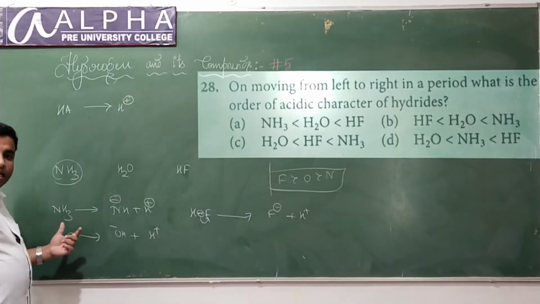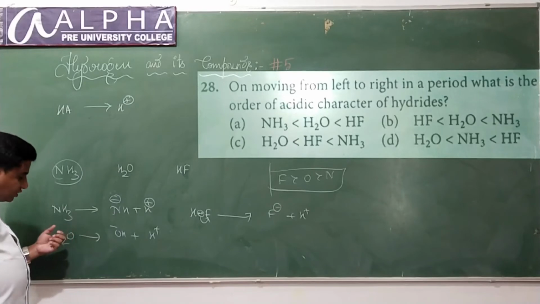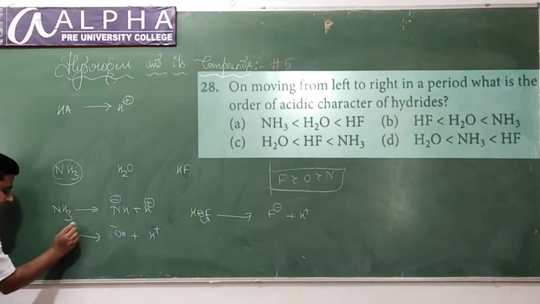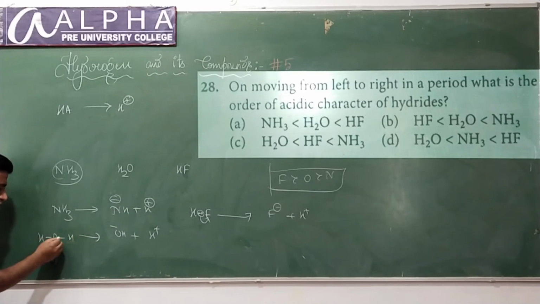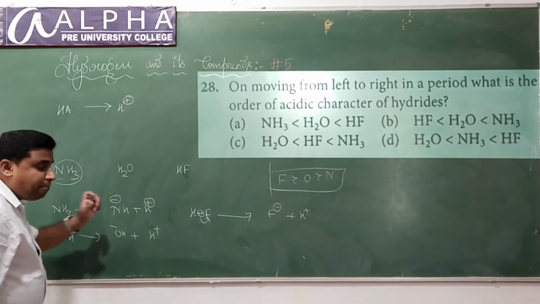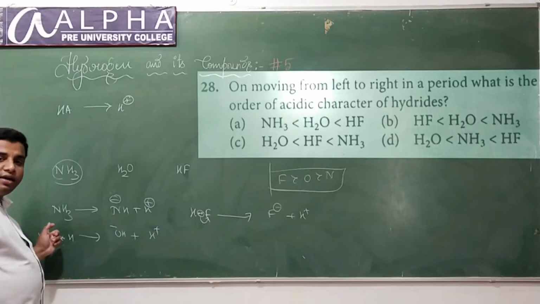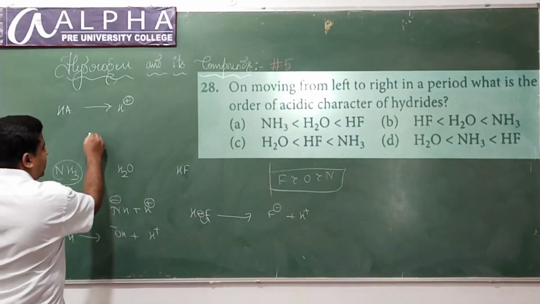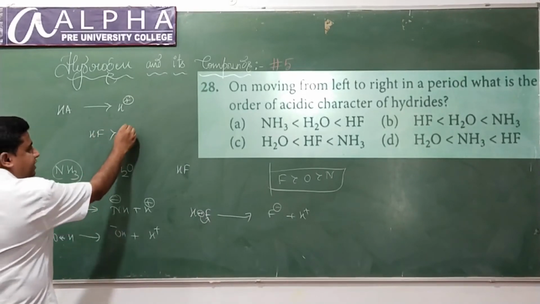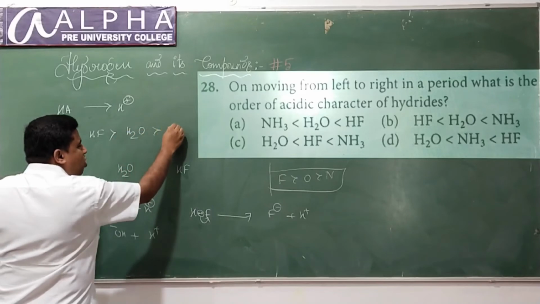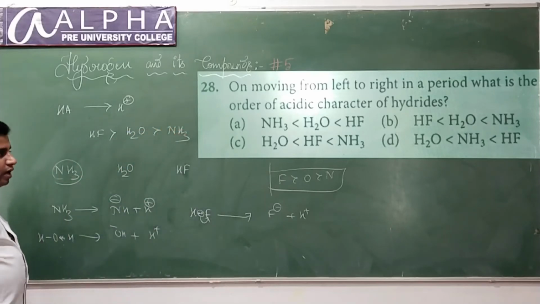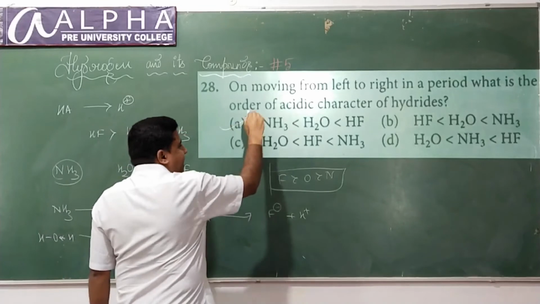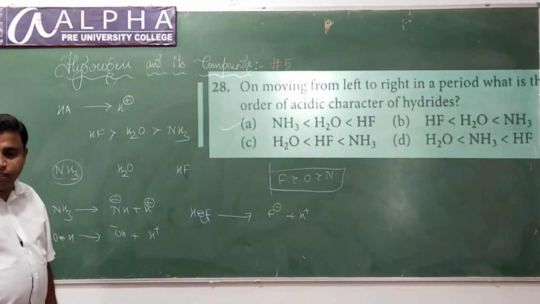Here also oxygen is electronegative. Oxygen withdraws the shared pair of electrons from hydrogen. If I take water, H-O-H, oxygen will withdraw the shared pair of electrons from hydrogen, so hydrogen will be eliminated as H plus ion, no doubt. But when compared to fluorine, oxygen is less electronegative. Fluorine is more electronegative. So what is the order of acidic nature here? Hydrogen fluoride is a stronger acid than water. Water is a stronger acid than ammonia. So therefore the correct option is option A. Understood? Next question.